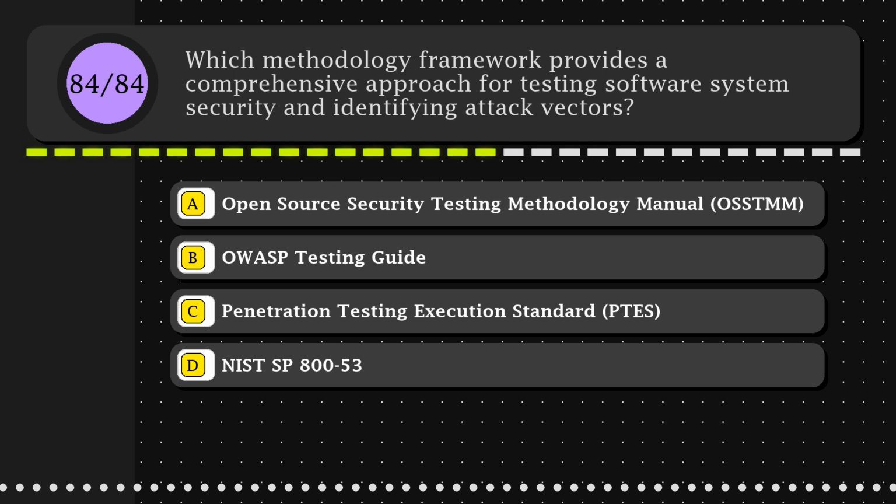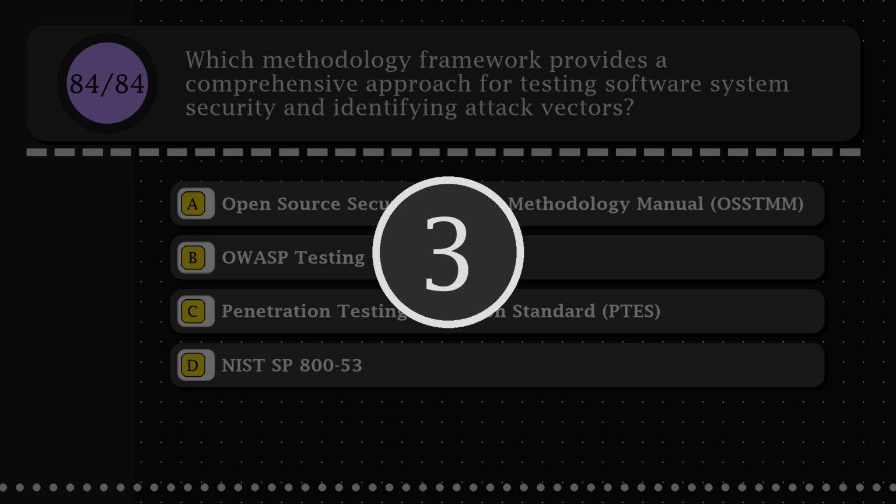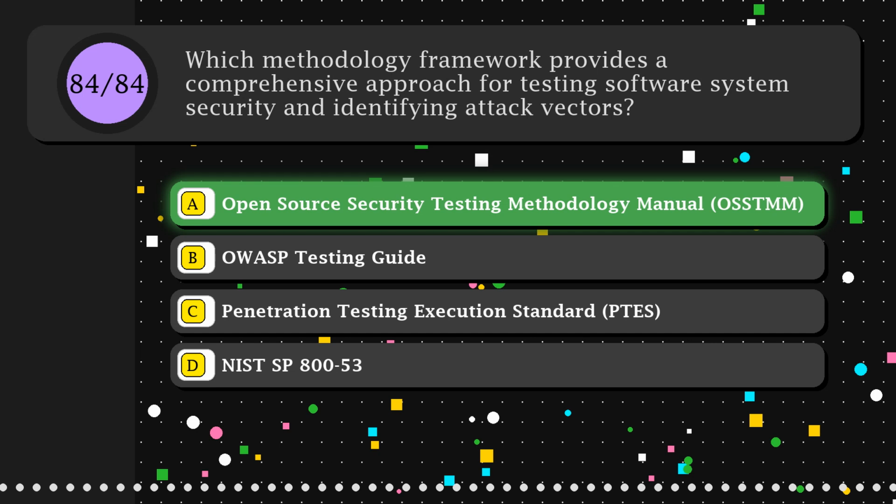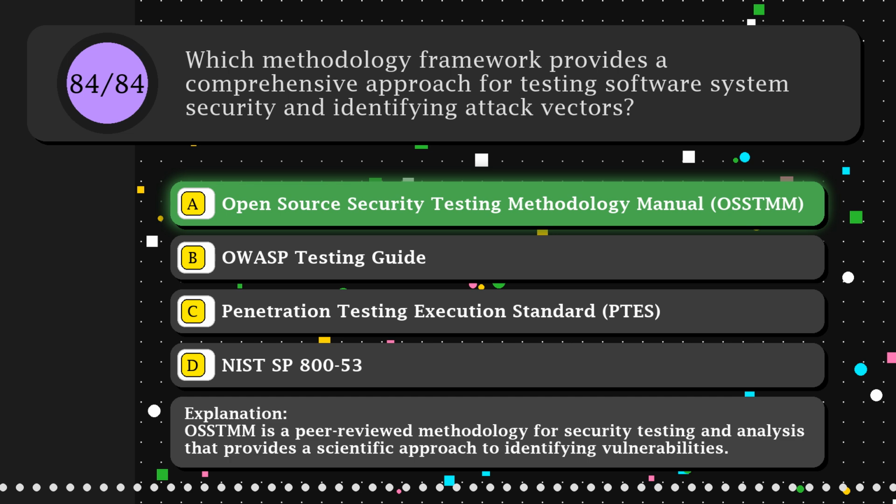Option A, Open Source Security Testing Methodology Manual, OSSTMM. Option B, OWASP Testing Guide. Option C, Penetration Testing Execution Standard, PTES. Option D, NIST SP 800-53. The correct answer is option A, Open Source Security Testing Methodology Manual, OSSTMM. OSSTMM is a peer-reviewed methodology for security testing and analysis that provides a scientific approach to identifying vulnerabilities.